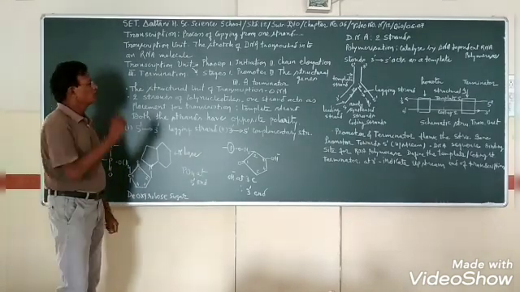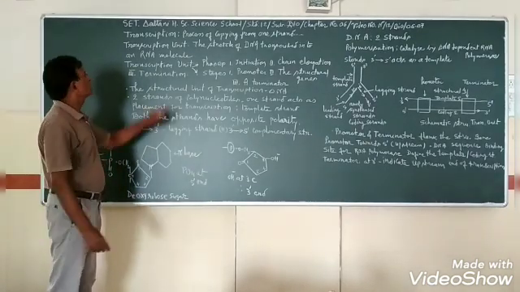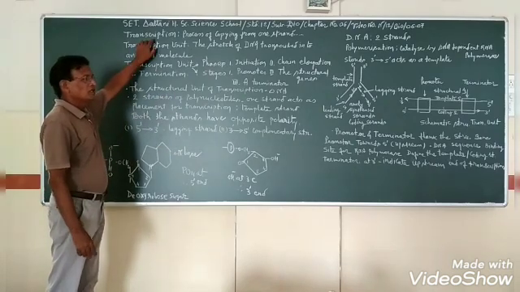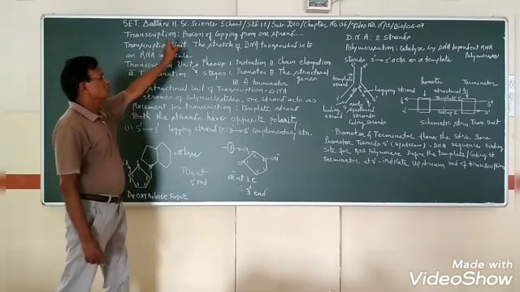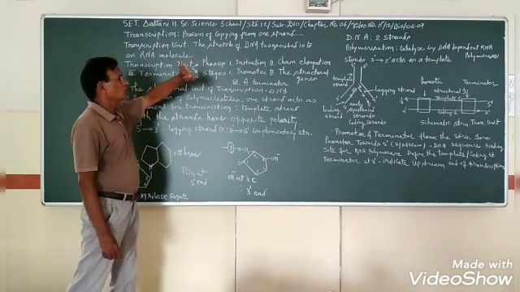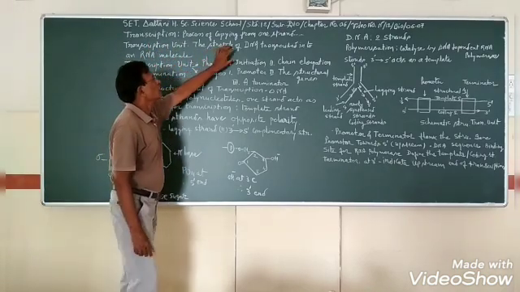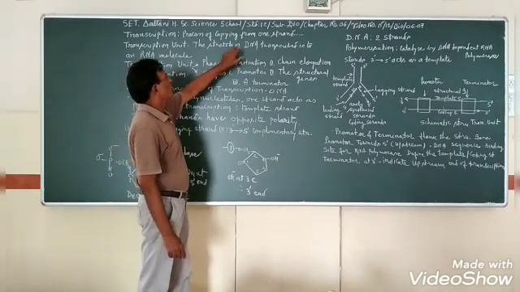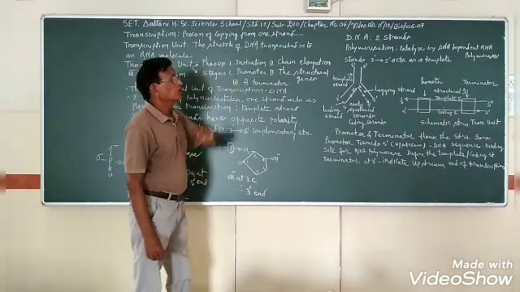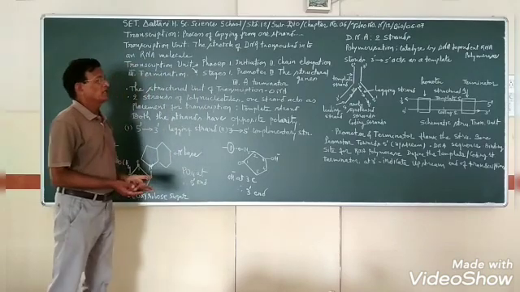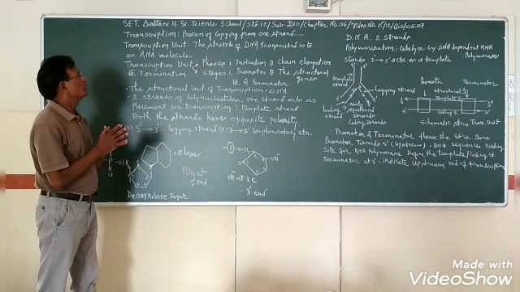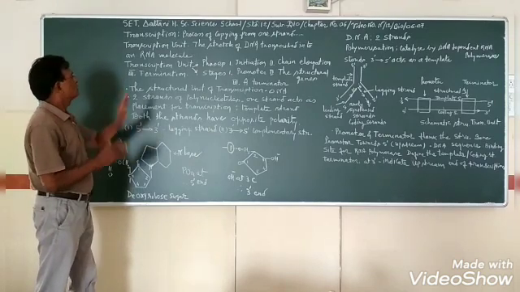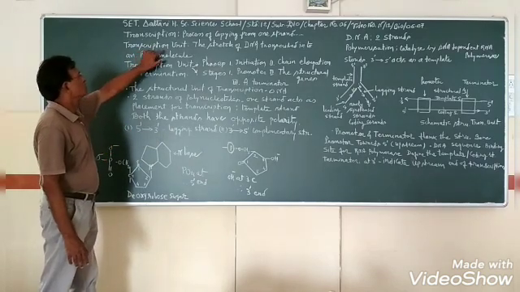My dear students, earlier we have taught regarding transcription, in which we have given the definition of transcription. Transcription is a process of what? Copying the information from one strand of DNA to RNA. So it is a method of copying the information. It is called transcription.